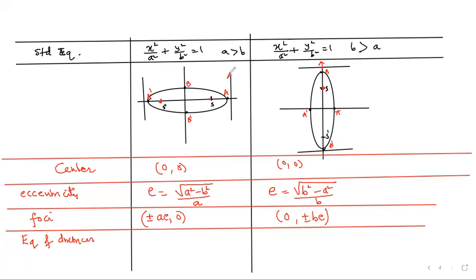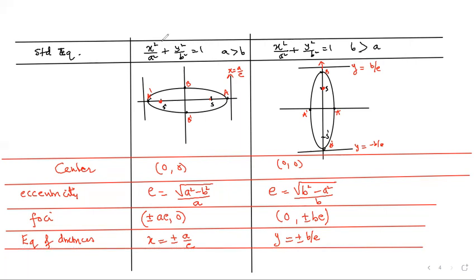Here x is a constant, so x is equal to plus or minus a by e. Here y is a constant, so y is equal to plus or minus b by e. There are two directrices, one here, one here. Followed?